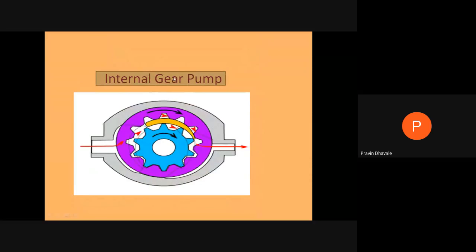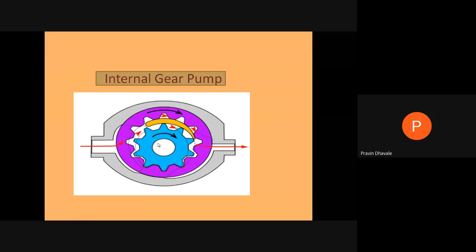Another part is the internal gear pump, where we are mounting one spur gear on a shaft, and there will be another gear ring which has internal teeth, and this spur gear meshes with the internal teeth of the gear ring. And this brown part will be called a crescent, which separates this spur gear from the internal gear teeth, right? This spur gear is mounted on this shaft.